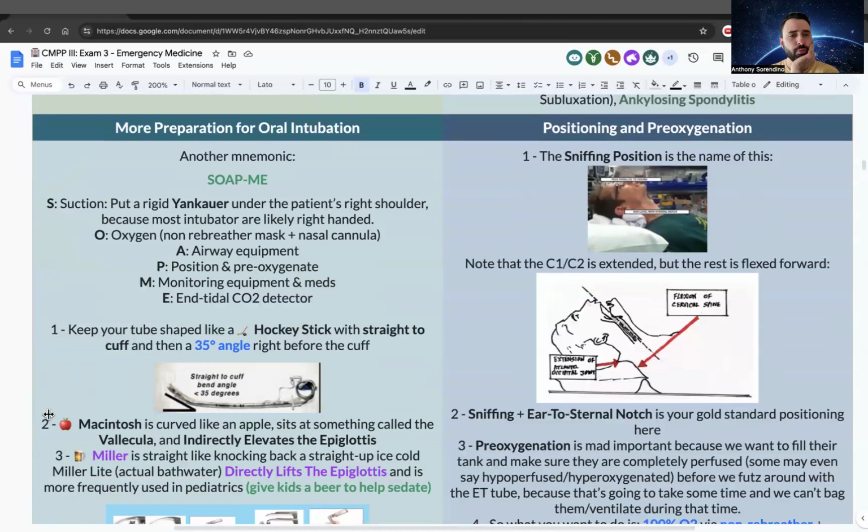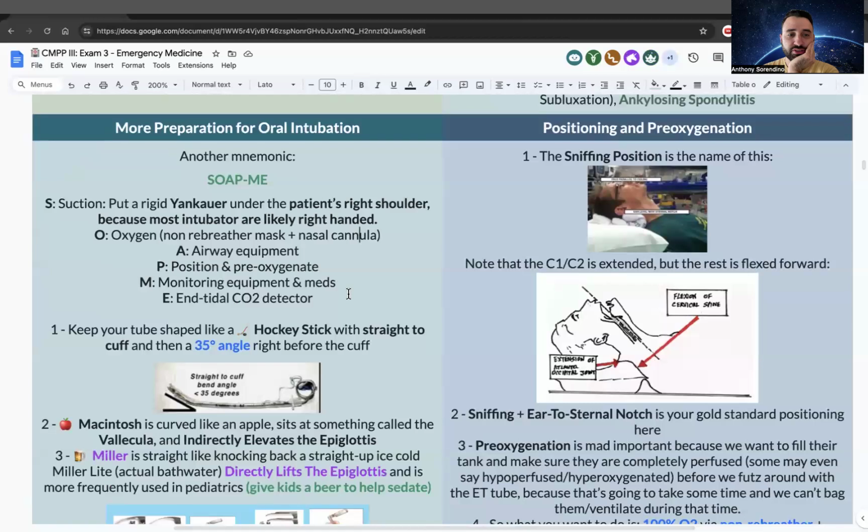Then we have another mnemonic. We have this SOAP ME. They always talk about this. Make sure the yank hour is under the patient's right shoulder because the intubator is most likely to be right-handed. They could totally throw a left-handed provider into the scenario. I think that'd be really interesting. So don't tunnel vision into that.